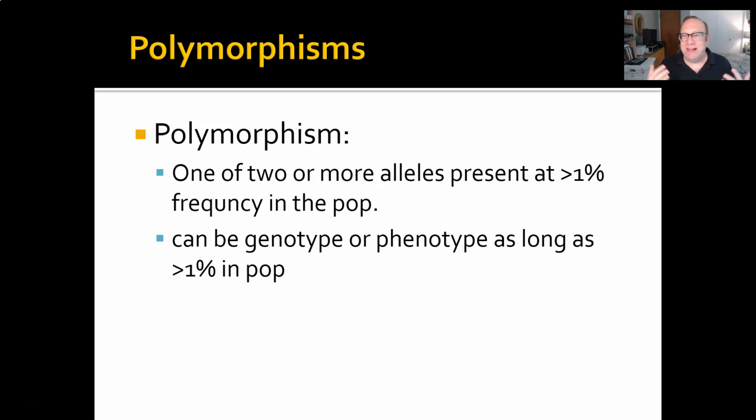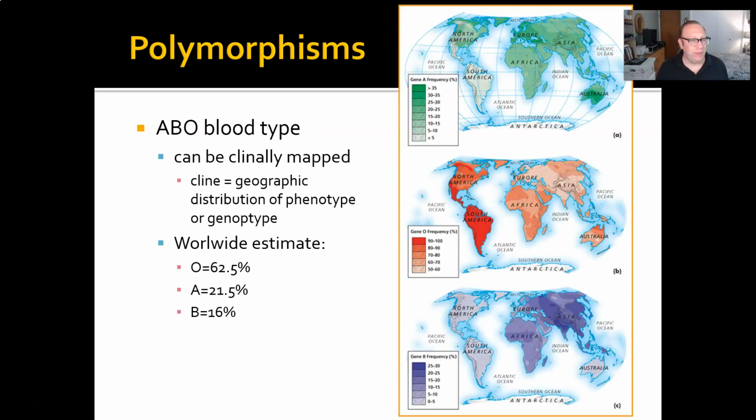Why 1%? Well, at about 1%, it's less likely to just be a one generation fluke. It's less likely that it's going to go off in genetic drift. Usually, it depends on the population size. But either way, a polymorphism needs to be at above 1% in the population.